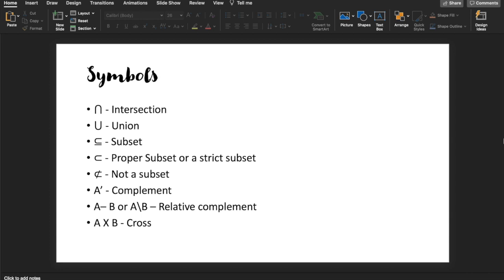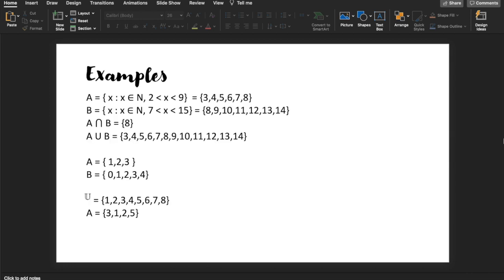Okay, so the next one is union. It's represented by U. So the definition is objects that belong to set A or set B. Okay, we'll move on to the example for you to know better.